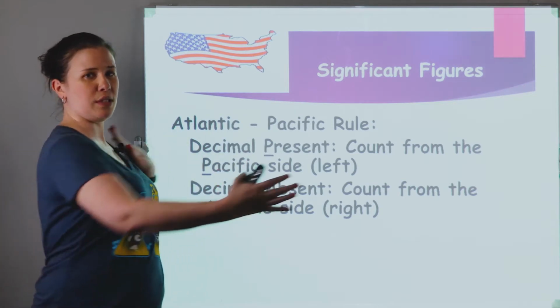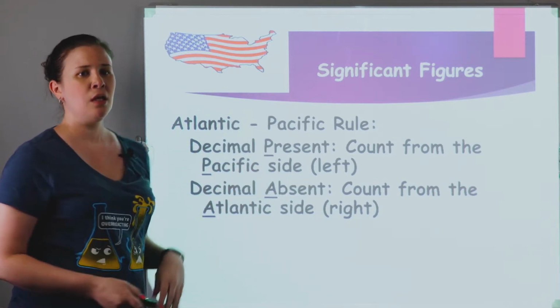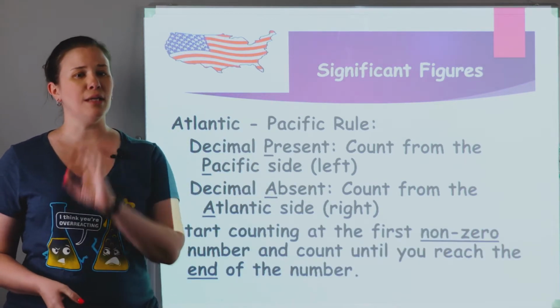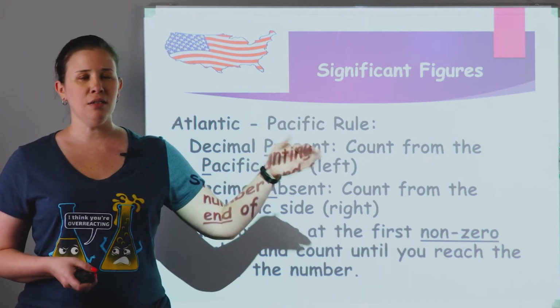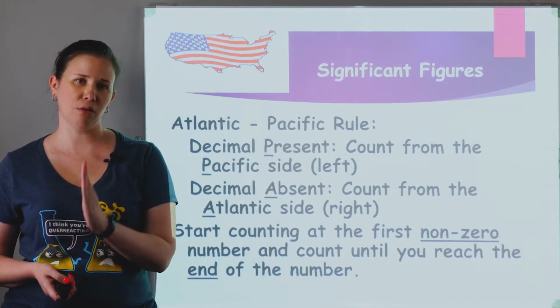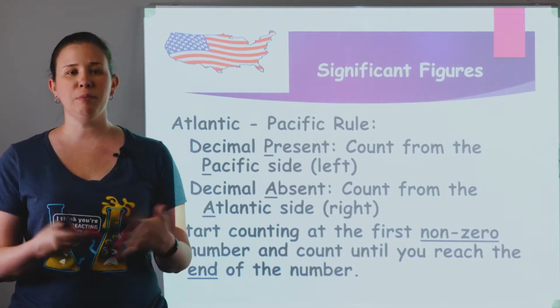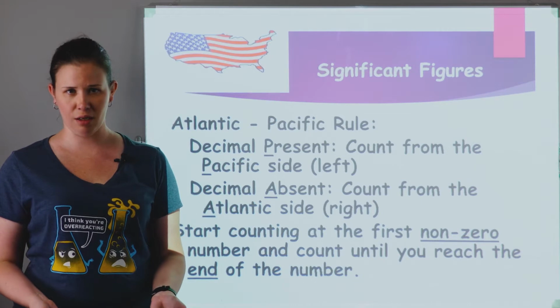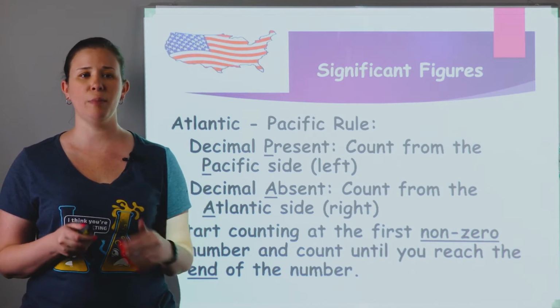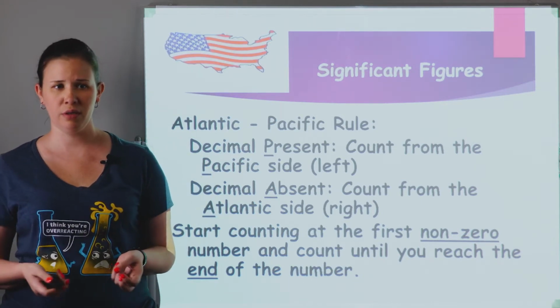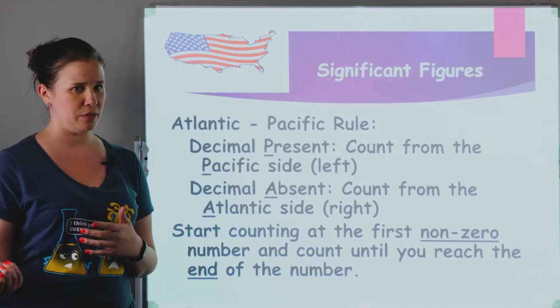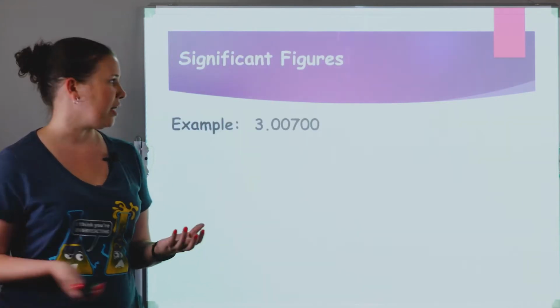This is going to determine what side of the number to count from. Once you start counting, you keep going. So the idea is you first find the non-zero number that you approach from whichever side, and then you keep counting all the way to the very end of the number. So this is going to help us identify the placeholder zeros. This little trick, the Atlantic versus the Pacific rule. So let's see how this works in action.